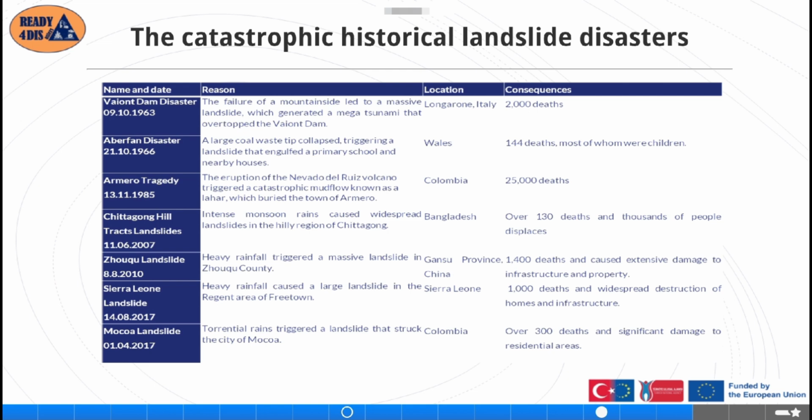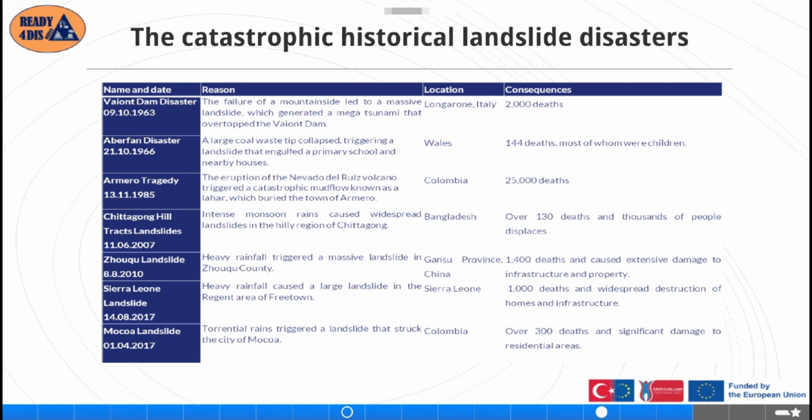Catastrophic historical landslide disasters. Throughout history, many large-scale landslide disasters have occurred, affecting the lives of thousands of people. In 1963, the Vajont Dam disaster in Italy was triggered by the massive sliding of a mountainside into the reservoir, generating a large tsunami in the dam lake and causing the deaths of around 2,000 people. In 1966, the Aberfan disaster in Wales occurred when a coal waste tip collapsed and buried a school and nearby houses. A total of 144 people, most of them children, lost their lives.